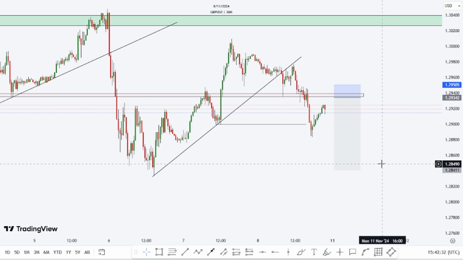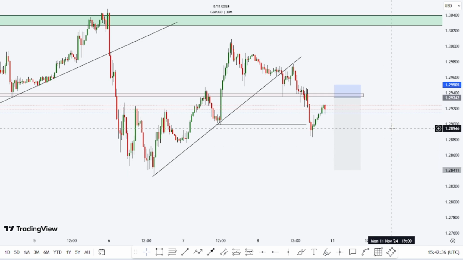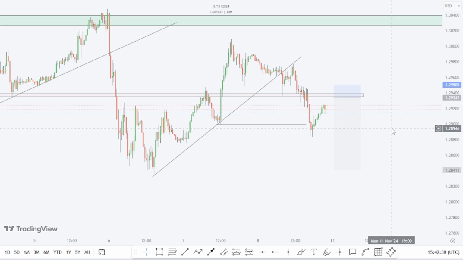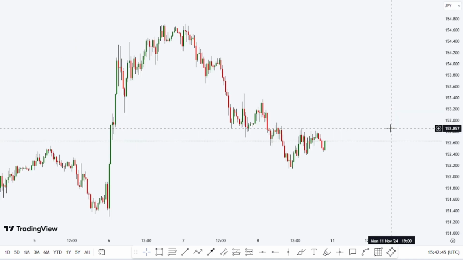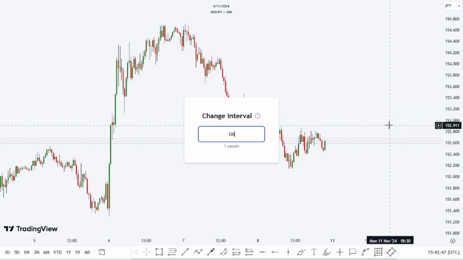That being said, we move on to the next pair, which is USDJPY. USDJPY is our next pair that we are going to be looking at.